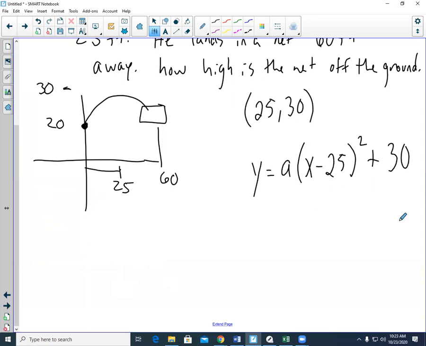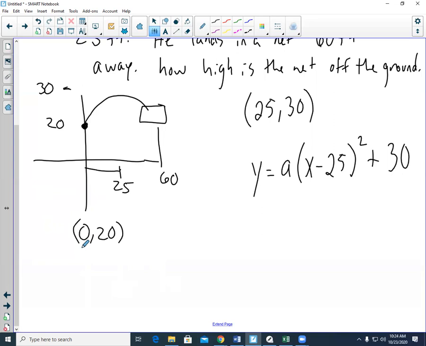So what I need is another point. I need to find another point. Do I have another point? Go ahead, Zach. 0, 20. It's where he starts, right? He starts at 0. Wherever 0 is, that's where his starting point is, and he's 20 feet off the ground. So this thing right here tells me that his starting point is going to be 0, 20. So now I'm going to take that and plug it in here and solve for A.